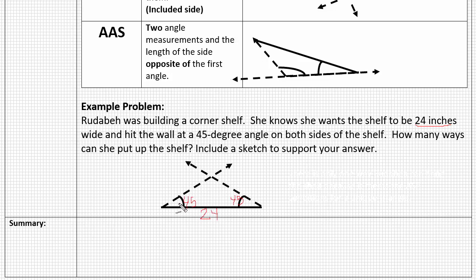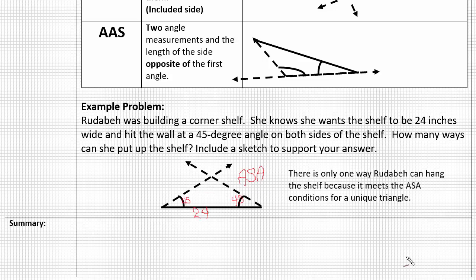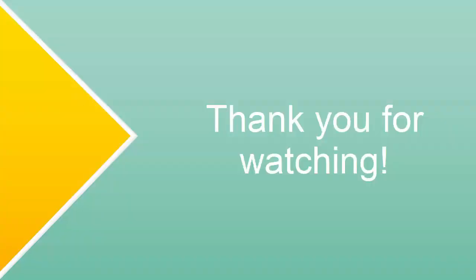Well, notice, again, using that solid black lines for information we know, and I've labeled it all here, we're being given the angle. So I just like to look at it from left to right and see what I'm being given. The angle, the side, and the next angle. So I'm being given angle, side, angle. Is that one of our 4 conditions? Yeah, angle, side, angle is one of our 4 conditions, but if given this information, we know that there would only be one way Rudabeh could hang the shelf. And we would state that it's because it meets the angle, side, angle condition for a unique triangle. That concludes our video for today.